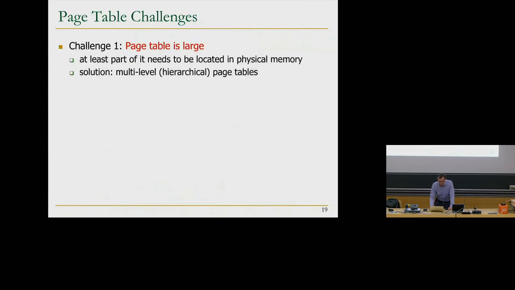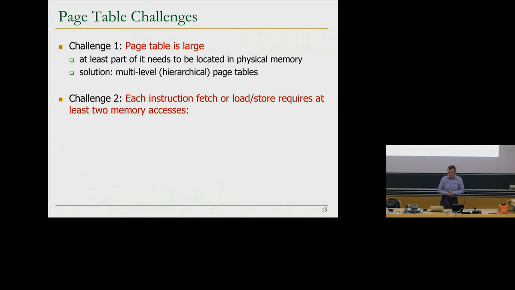So a multi-level page table is a solution to the problem. But there's another problem. Assume that you solved the capacity problem, and people solved this. There's another problem which may or may not be as serious. I think these are both serious problems. Whenever you're accessing memory, now you need 2 memory accesses. Well, at least 2 memory accesses.